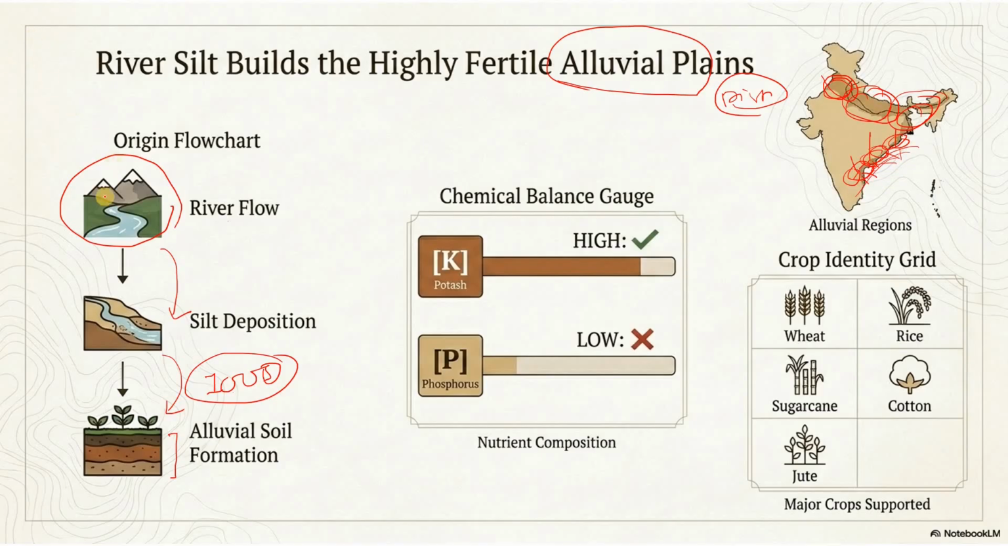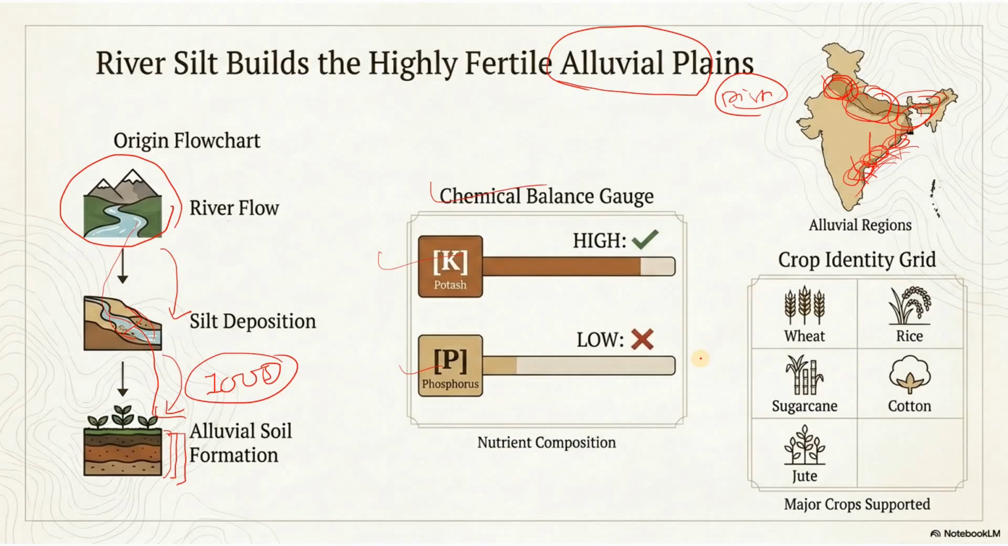How is it formed? When the river flows, it carries silt with it, and it gets deposited. And then after thousands of years of deposition, the soil is formed around the levees, the banks of the river. Now, what is the chemical composition that is mostly visible here? This is very high in potash and very low in phosphorus.